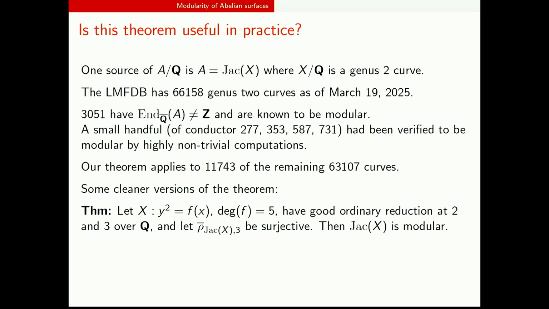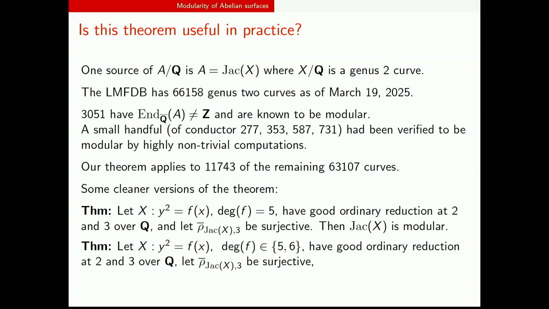All right, well, in fact, being able to write it with f of degree 5, that's actually a very thin condition, right? Degree 5 or degree 6. So let me also give you one where you allow the degree to be 5 or 6. Good ordinary reduction at 2 and 3, big mod 3 image, and let's suppose that X has a Weierstrass point. All right, this doesn't look so much different from the previous theorem, because if you have a Weierstrass point, you can move it to infinity, and then you get a quintic. So here I'm going to do, again, a subtle change, a Weierstrass point over Q2. Then the Jacobian is modular.